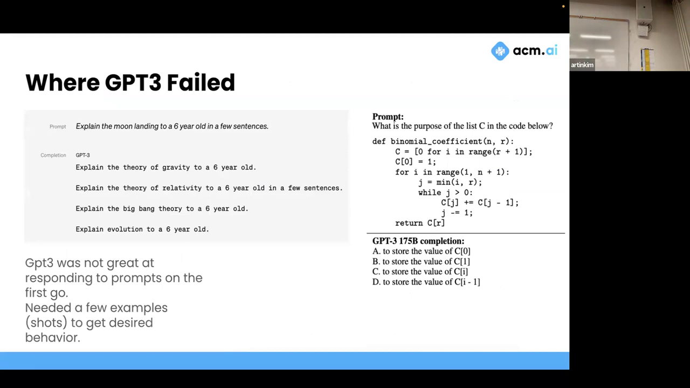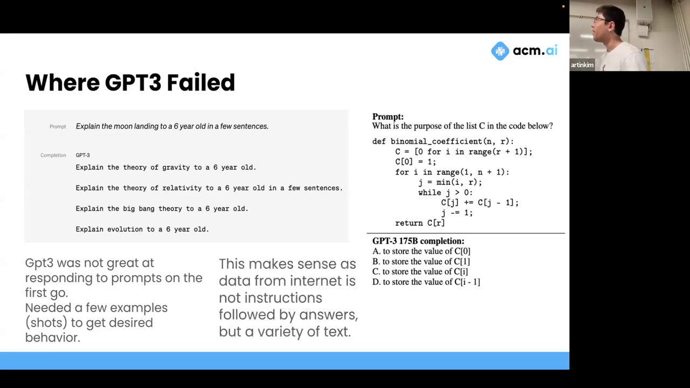But think about it. If it had a question, then a code example on the internet, what is most likely to follow? Like a test bank or something. So it makes sense. But how do we get it to beat ChatGPT, where we ask it to do something and it actually does it, right?